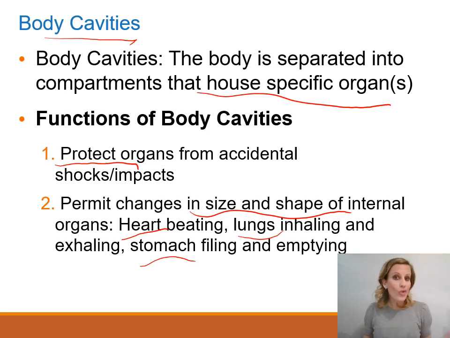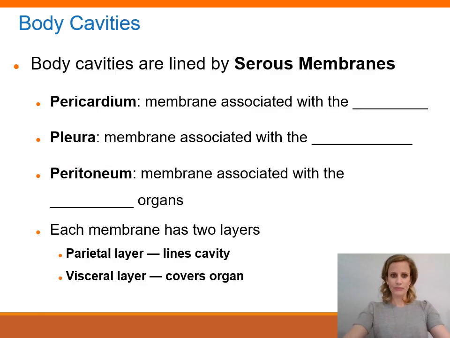Can you think of another organ that stretches and expands as we fill it up? The bladder, maybe, right? We can hold a lot of urine in the bladder at one time, but that means that the bladder needs space to expand as it fills with that urine. So body cavities provide protection for our organs, and they give the organs the space that they need to function properly.